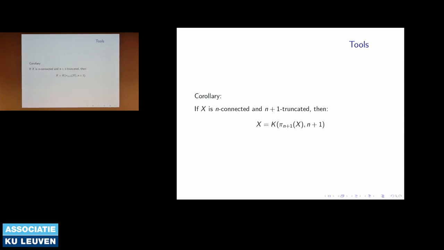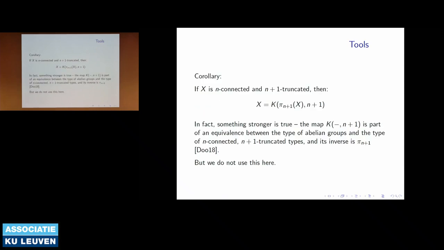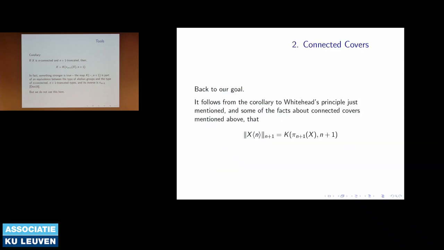All right. One important corollary of Whitehead's lemma is that if x is n-connected and n plus 1 truncated, then it's equal to this Eilenberg-MacLane space. Something a bit stronger is true, actually. This K-blank-n plus 1 construction is part of an equivalence between the type of abelian groups and the type of n-connected n plus 1 truncated types. The proof of this appears in Floris van Doorn's PhD thesis. We're not going to use this stronger statement, we only need the weaker statement, but I'm just pointing it out.